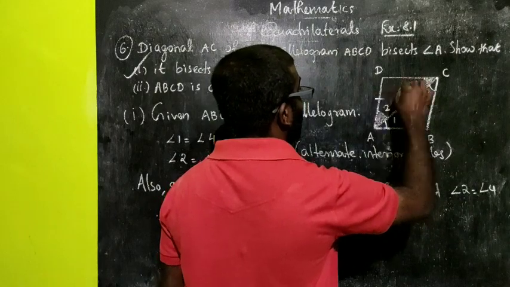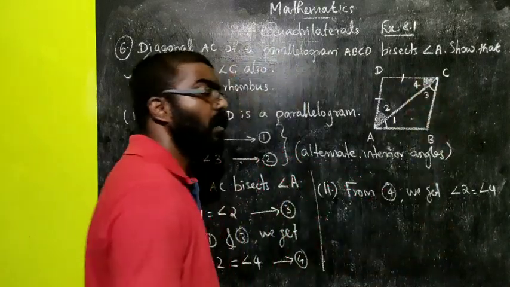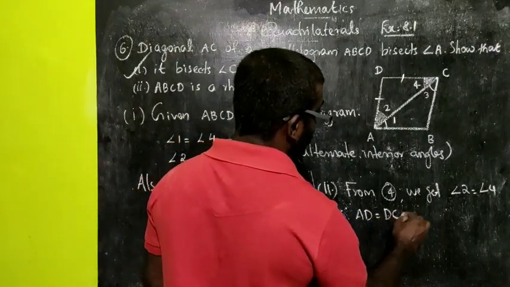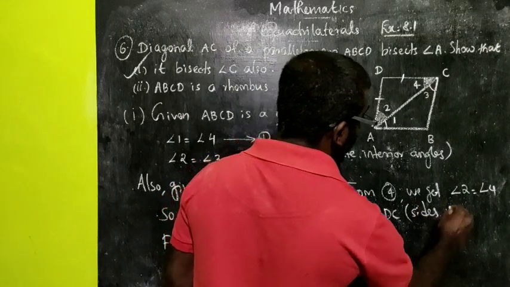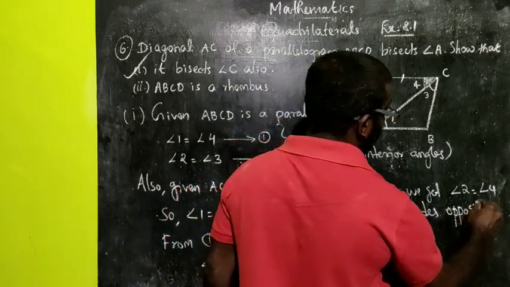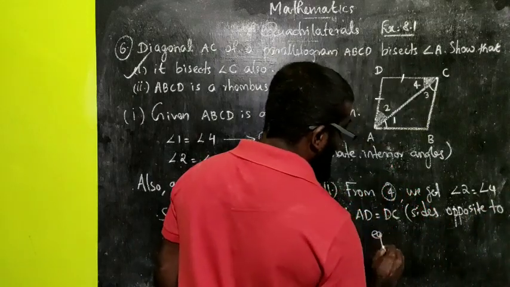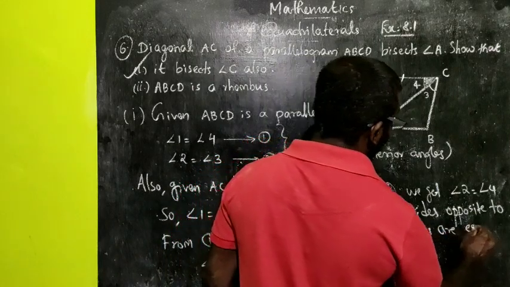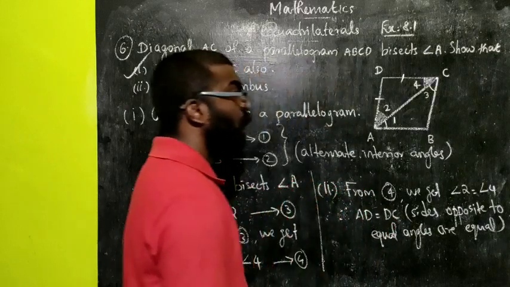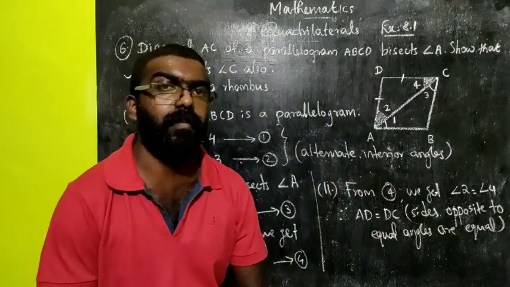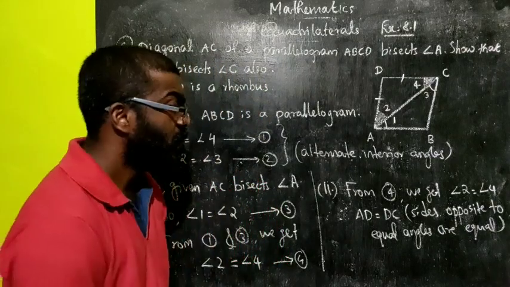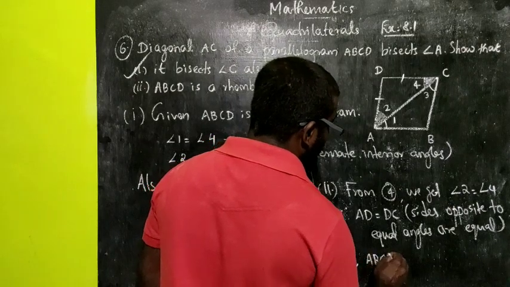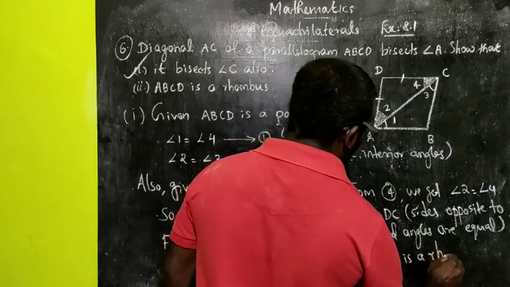And we consider the triangle ADC, two angles are equal. So what we can say? The sides opposite to these two equal angles are equal. And we can write AD equal to DC. Sides opposite to equal angles are equal. Okay, that means the adjacent sides of this parallelogram are of equal length. So we can say it is a rhombus. So ABCD is a rhombus.